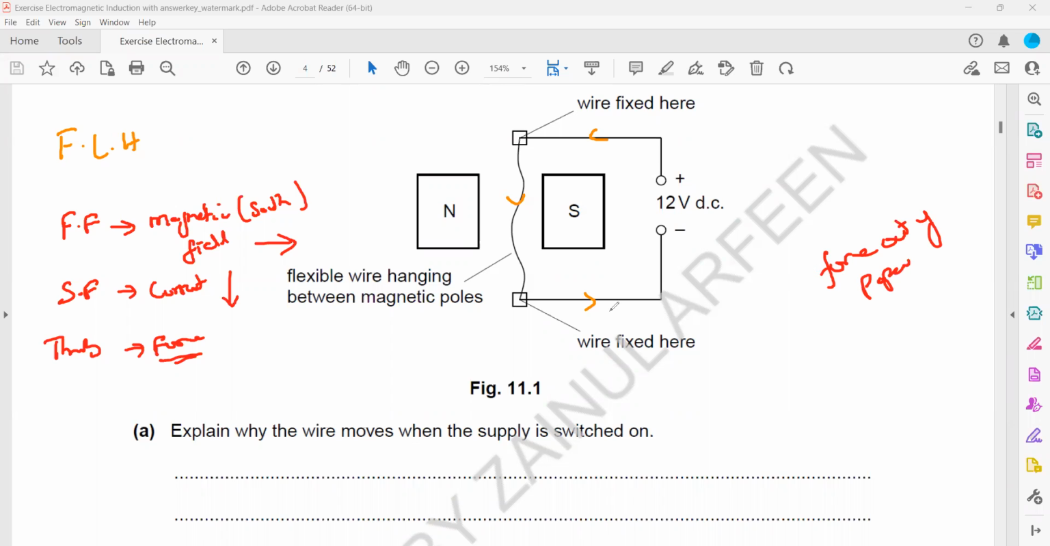So when you apply Fleming's left-hand rule, the index finger points towards south, which is towards the right. The second finger is pointing in the direction of the current. And the thumb is pointing out of the screen, or we can also say out of the plane of the paper.